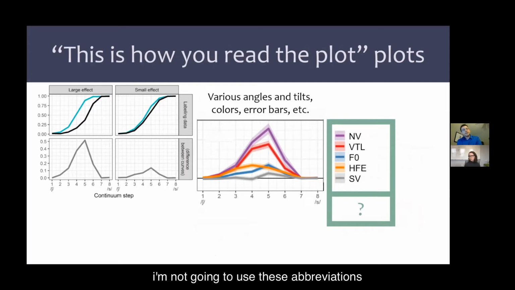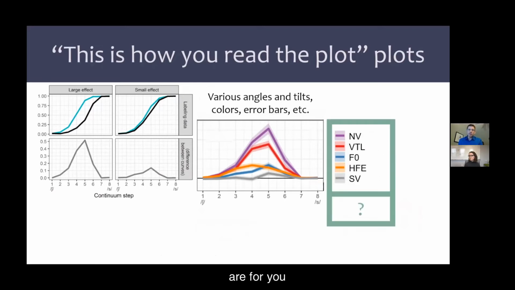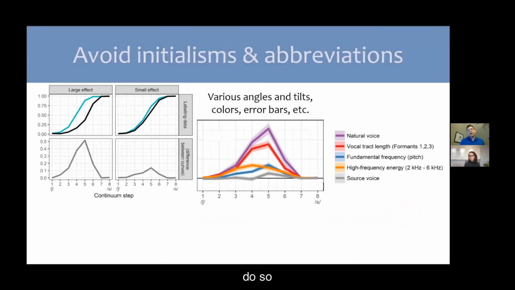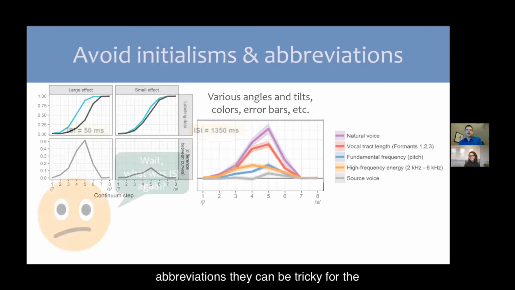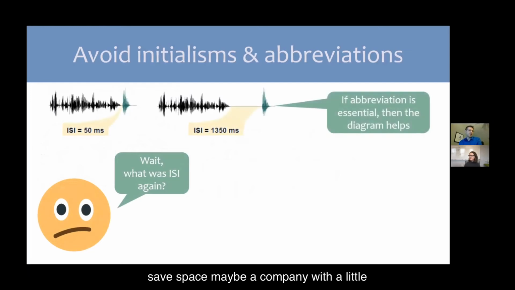I'm not going to use these abbreviations. I'm going to write out what I mean. Abbreviations are for you. The full name is for the audience, right? So we almost always have enough space to put that in. And if you don't feel like you have enough space, you still probably do. So avoid those initialisms, acronyms, abbreviations. They can be tricky for the audience. And if you must use them to save space, maybe accompany with a little image, right?